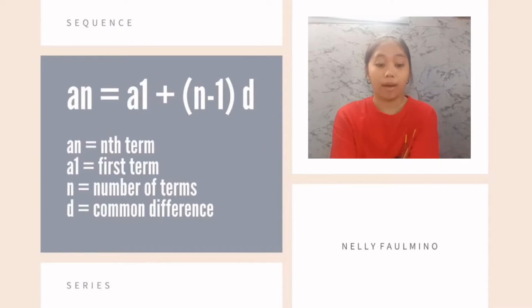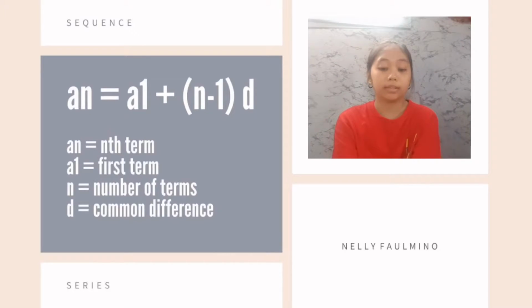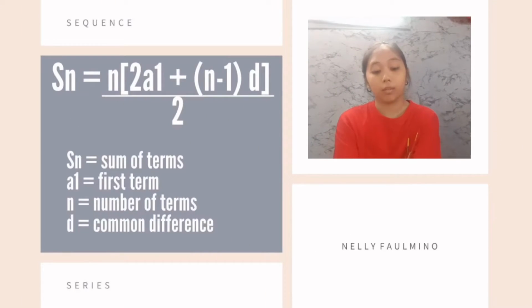For sequence, we have the formula a sub n equals a sub 1 plus n minus 1 times d, where a sub n is the nth term or the term that we need to find, a sub 1 is the first term, n is the number of terms, and d is the common difference. For series, we have the formula s sub n equals n times quantity 2 a sub 1 plus quantity n minus 1 times d, all over 2.